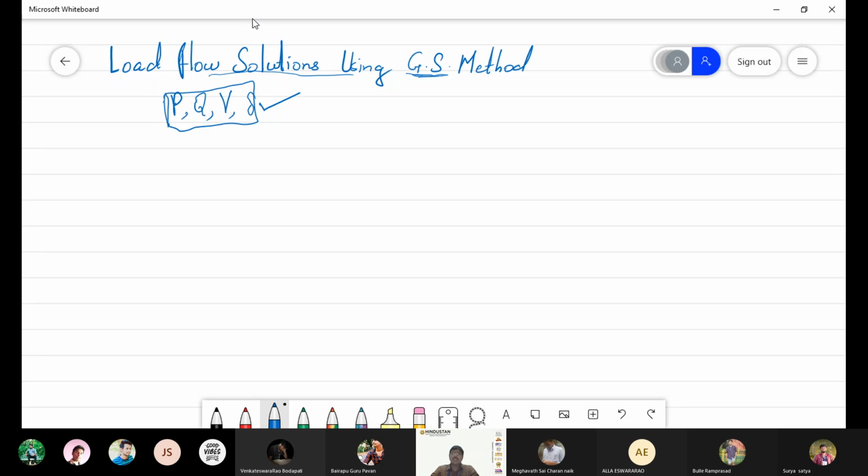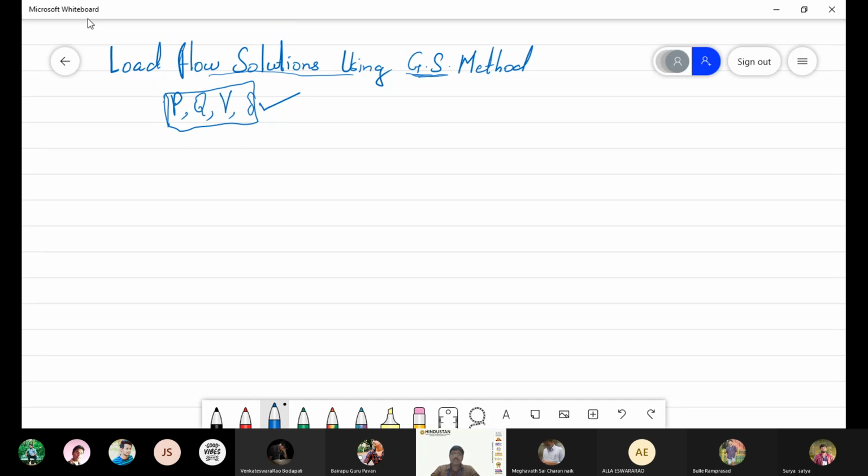I hope you are able to see. When the real power and the reactive power are given, we call it a load bus, and the voltage and phase angle we need to find out. When the voltage and phase angle are given, we call it a slack bus, and we need to find out the other things. Sometimes voltage and real power will be given. We call it a voltage control bus or generator bus. There we need to find reactive power and phase angle. Using the given values, we need to find the unknown values through this Gauss-Seidel method.